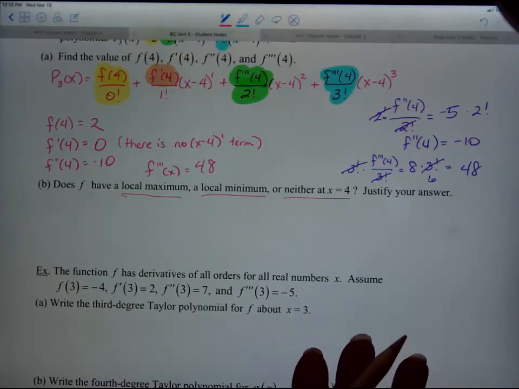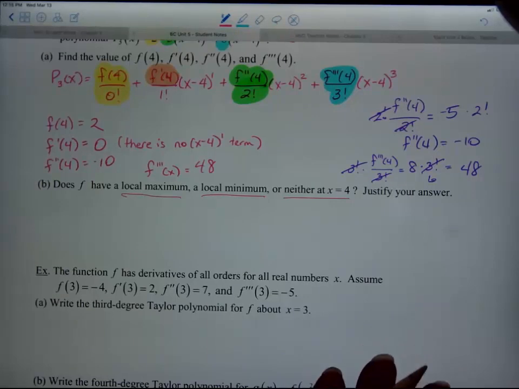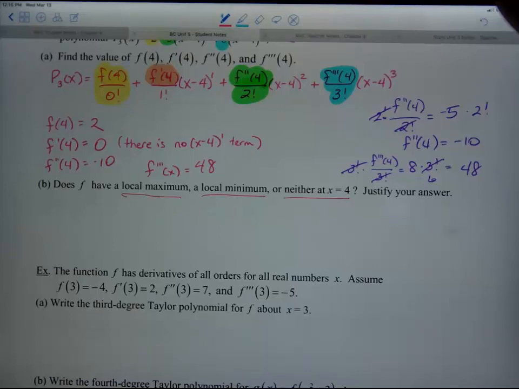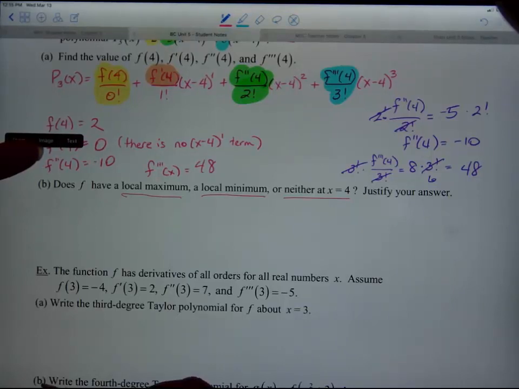So, back to maxes and mins, way back when. What has to be true in order for something to have a max or a min? Where do you start the process of finding maxes and mins? You set the what equal to what? The derivative equal to 0. Now take a look up here where I'm pointing. Does the derivative at 4 equal 0? Yes. So there is a possibility that it is a max or min.